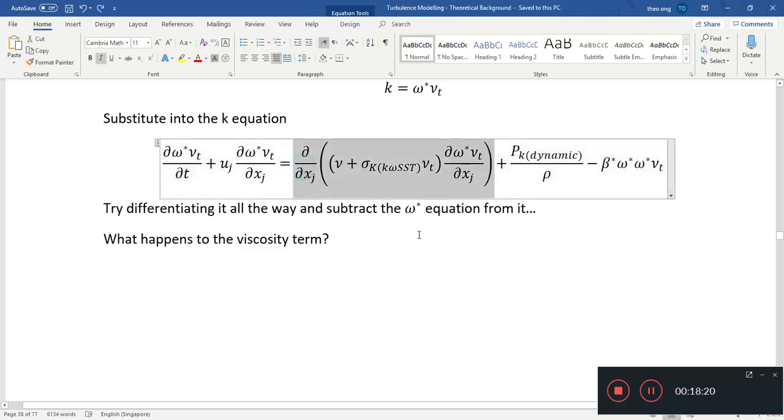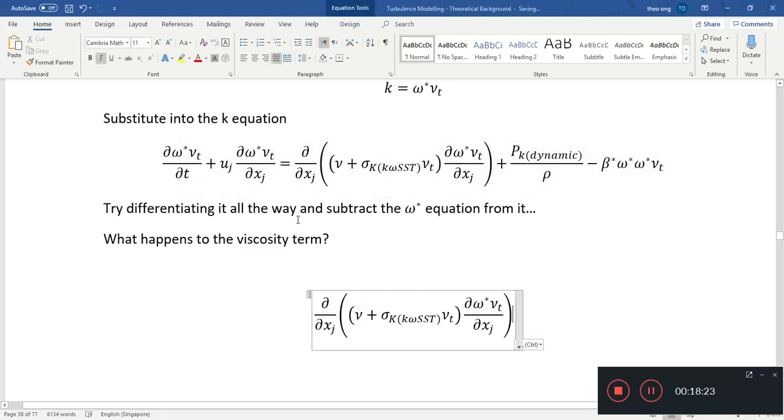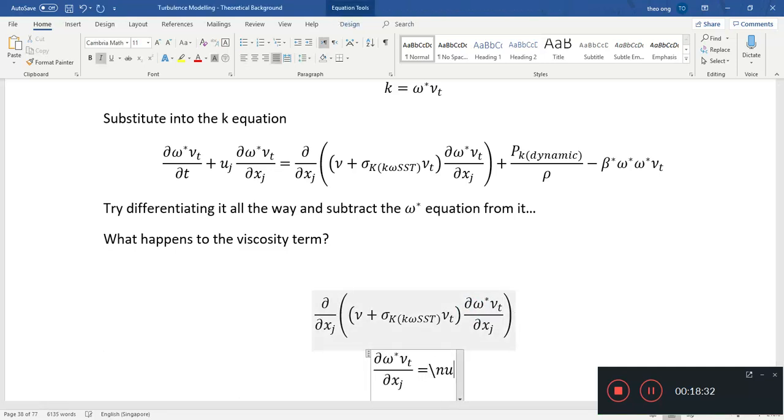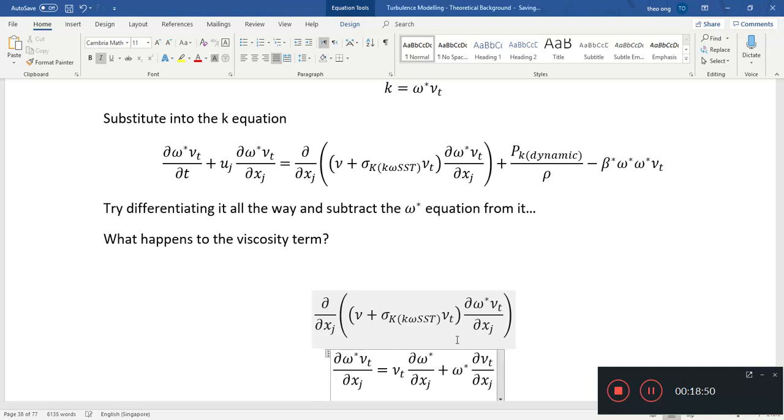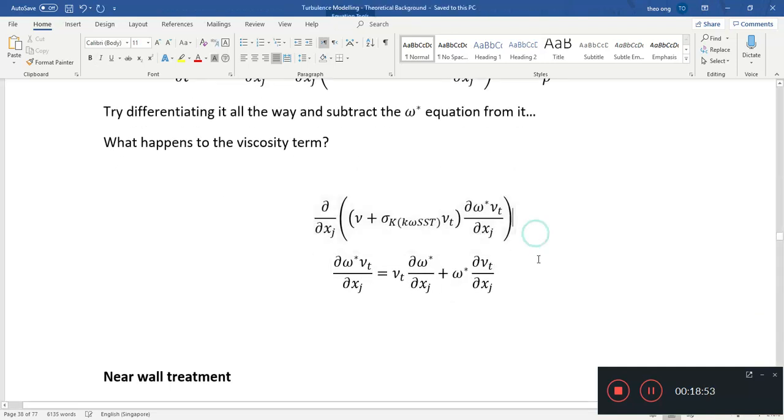And you see this viscosity term here. Just focus on this. The rest of it you can just ignore for now. All right. How would you differentiate this term? Firstly, I will do this: omega star partial xj plus omega star partial nu t partial xj. All right, so that's the first part.